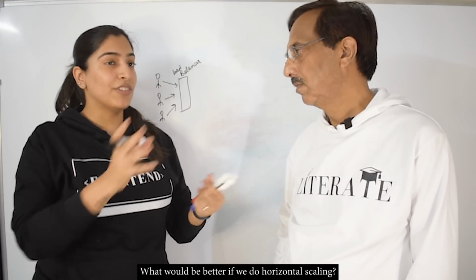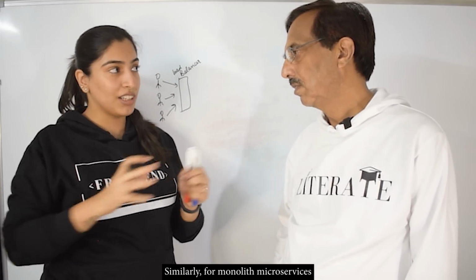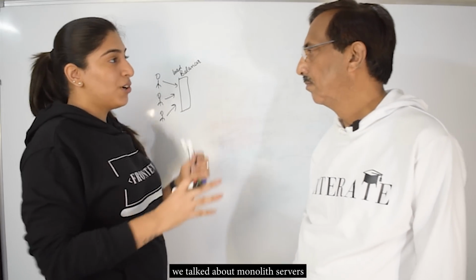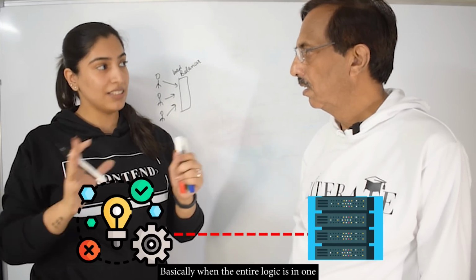So we have to talk about trade-offs. What would be better if we do horizontal scaling? What would be better if we do vertical scaling? Similarly for monolith and microservices. Work out the pros and cons of both the systems. Exactly. We talked about monolith service basically when the entire logic is in one server. One server.